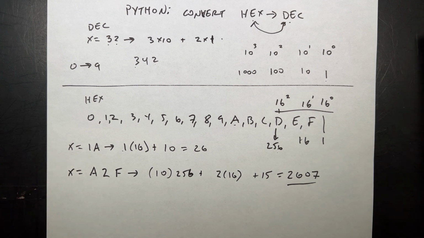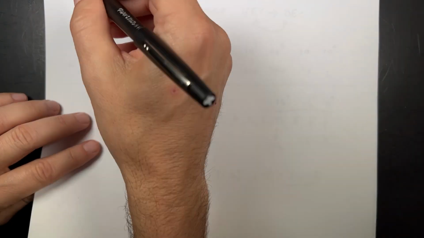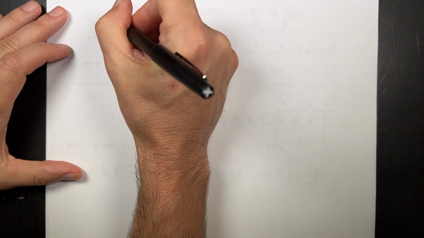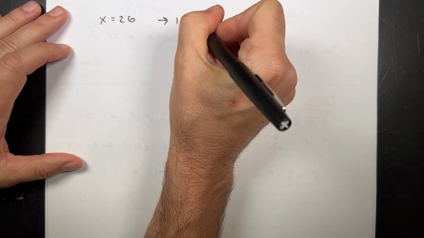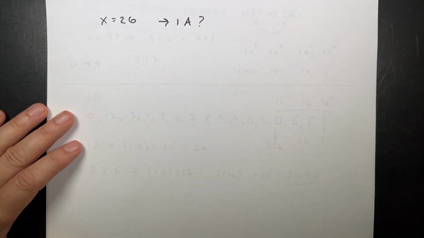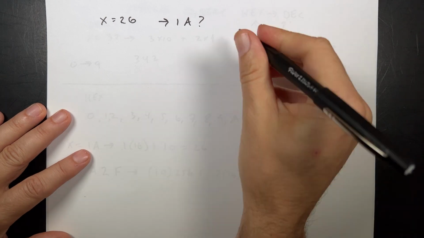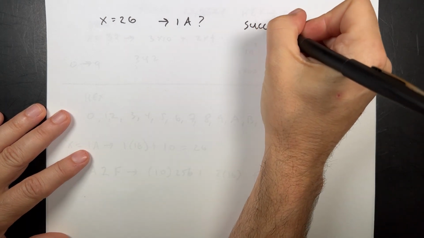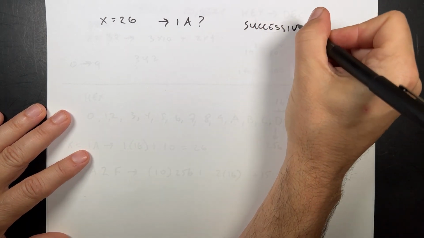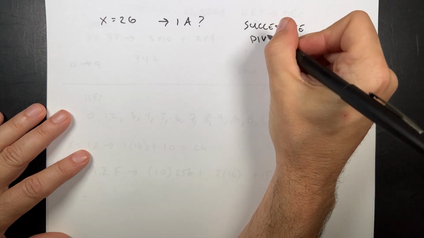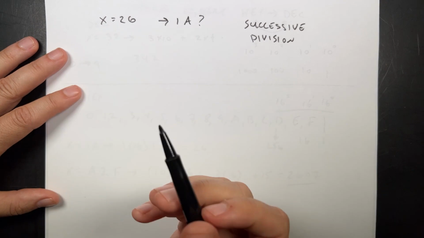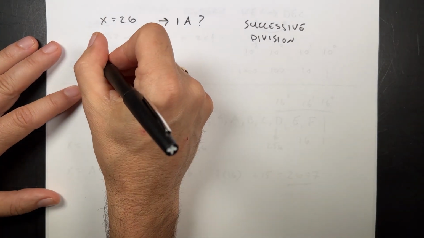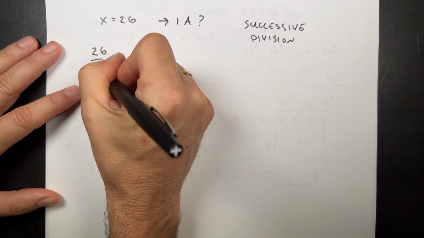But how do you go the other way? How do you take a number like 26 and get to 1A? How do you do that? We're going to do the method called successive division. So here's how it's going to work. I'm using base 16. So I'm going to take 26 and I'm going to divide by 16.